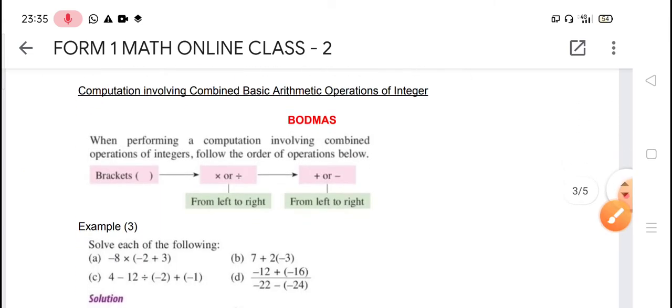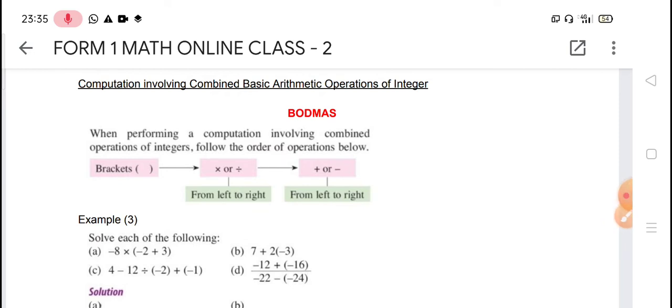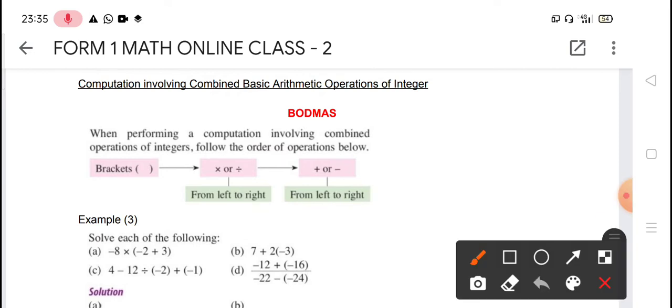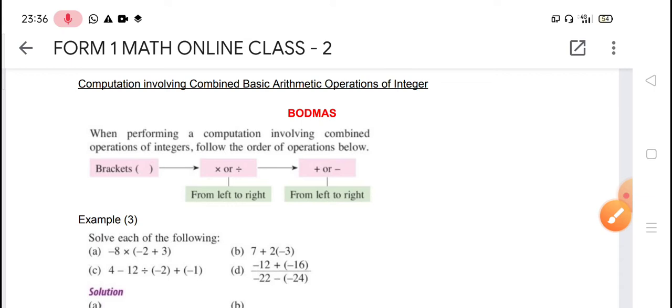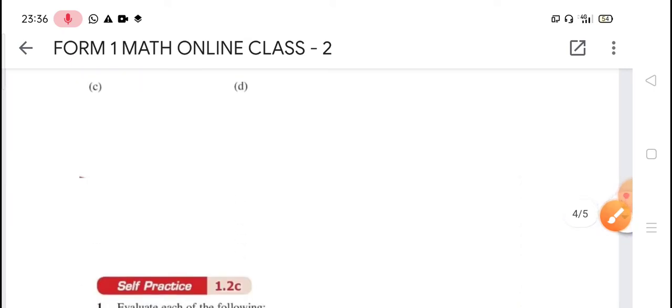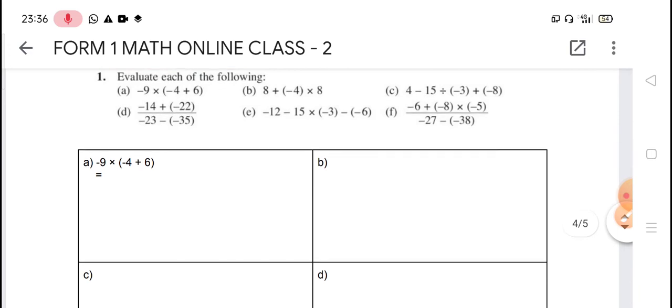Okay, next section is combine operation. Combine operation, remember, you need to follow this BODMAS. Okay, start with B means we start from bracket. DM means multiply or divide, then lastly add or subtract. 所以同学如果有混合运算的话，我们先处理括号里面的，处理了括号呢，我们就去乘除，处理了乘除，最后才是加减。好，Okay, so now we look at the first question from Self Practice 1.2c.